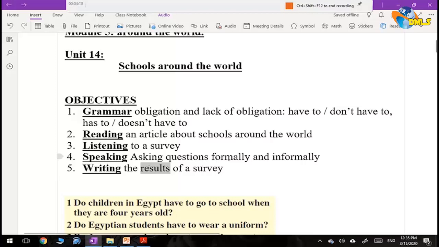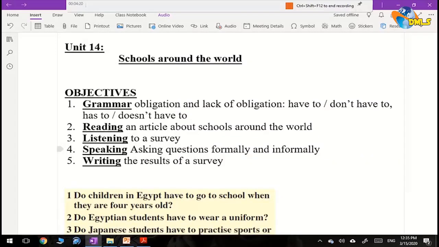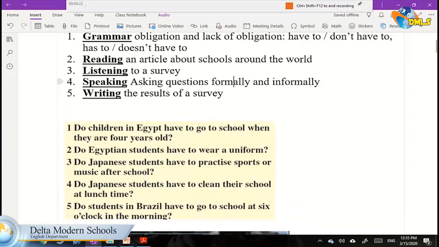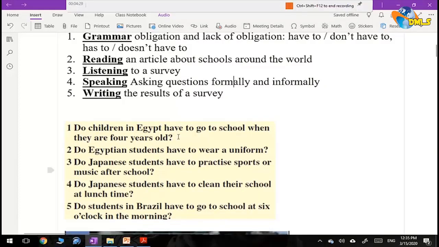Now, as for the speaking part, we forgot to discuss its details. We will talk about asking questions and discussing them formally and informally. Now, let's go ahead and answer these 5 questions. Do children in Egypt have to go to school when they are 4 years? These are questions to predict what we are about to do.